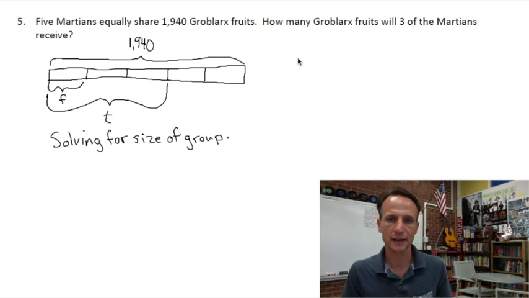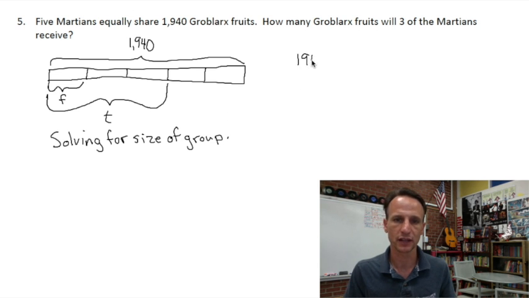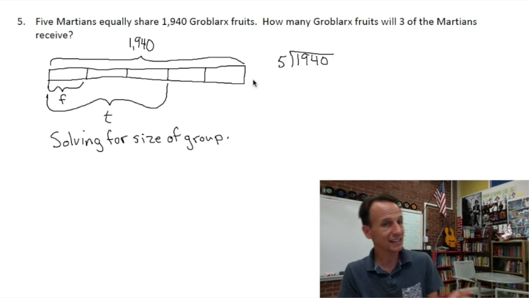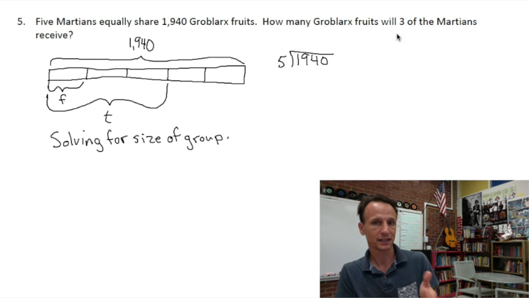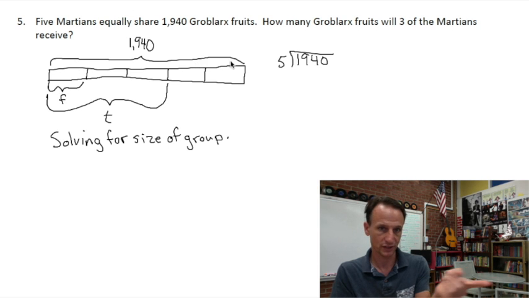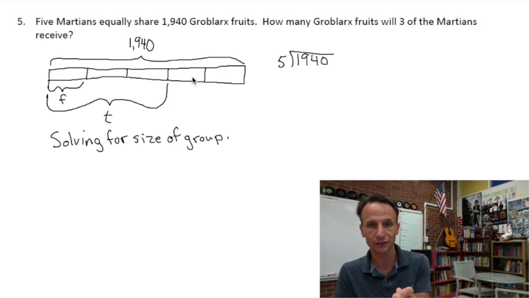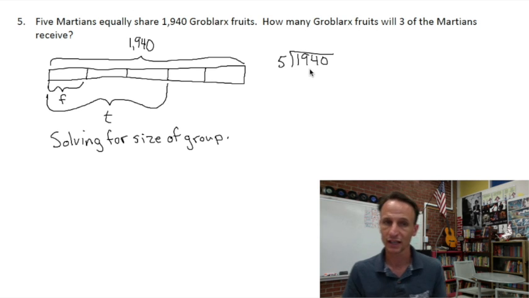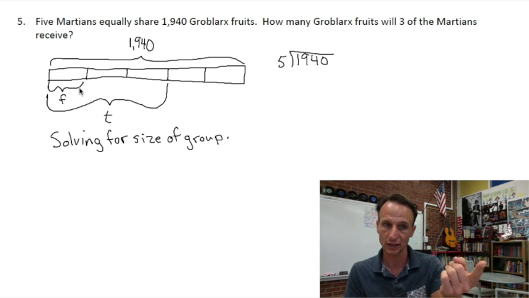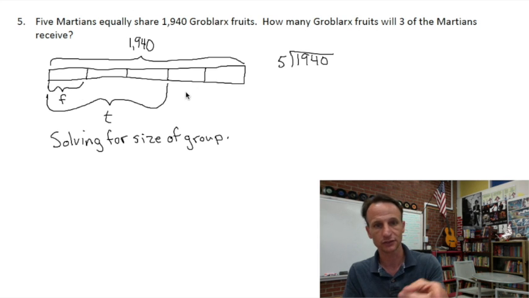So let's do the math. We have 1,940 Groblarks, fruits, and we have 5 Martians, okay? Because that's how I'm divvying them up. I can't divide it by 3. That will not give me the right answer. Because when you look at this, the 1,940 goes to all 5 of them, not just to 3 of them. I have to find out first how many fruits 1 Martian receives, then I can solve for 3.